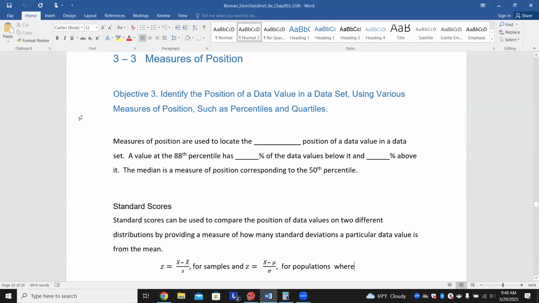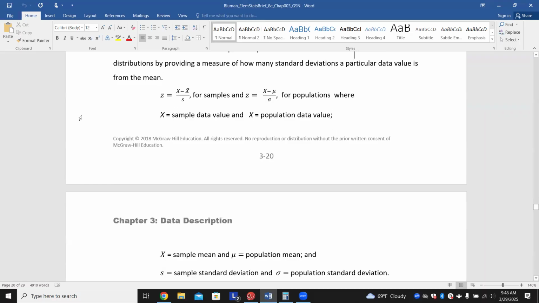If you ever get test scores back and you're in the 80th percentile, that means you did better than 80% of the people that took the test, but there's 20% that did better than you. You kind of look at it that way.